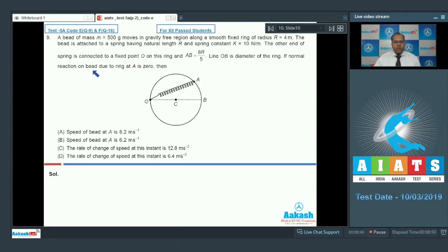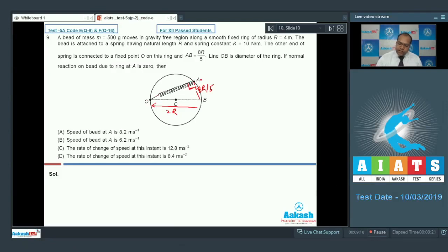Line OB is the diameter of the ring. If normal reaction on bead due to ring at A is 0, then we have to check the validity of given options. So at this instant, if I calculate what is the extension in the spring, then this separation is given as 2r, that is the diameter. This separation is given as 8r by 5. Then I can calculate what is this length because this angle is 90 degree.